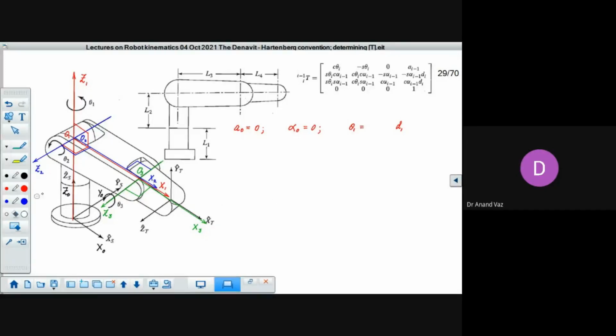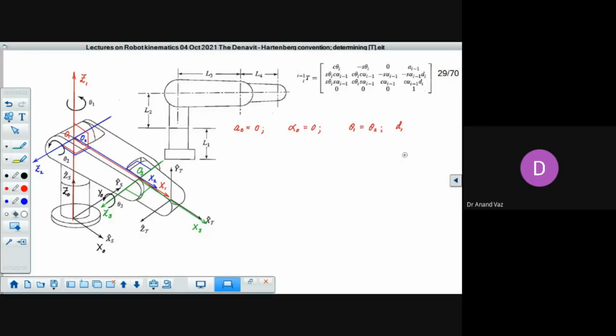But you see this joint angle can change. Because it's a variable, we will retain it as theta 1. So we'll keep this joint angle as theta 1 itself because it can change with the posture.